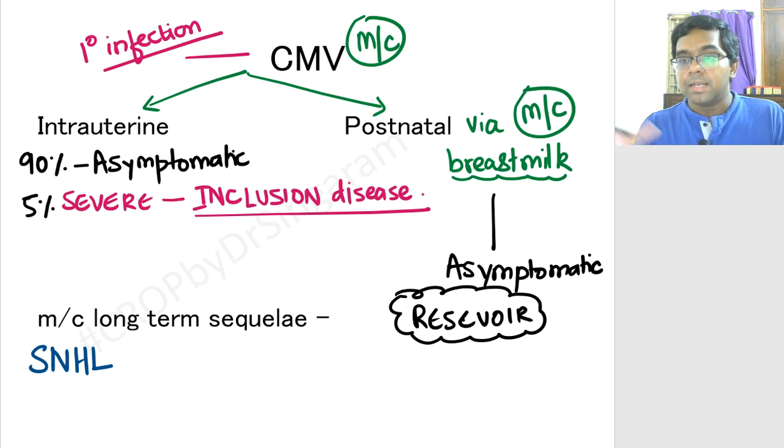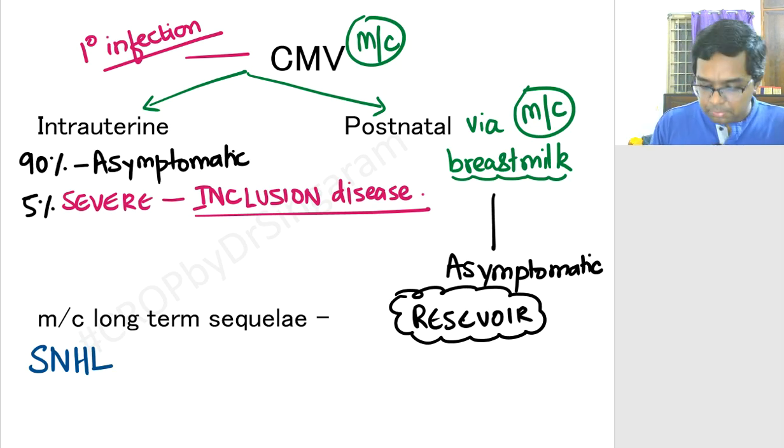Now, I said that CMV is also the most common TORCH infection. So that is why even when you are evaluating an older child who is having sensorineural hearing loss, one of the important differential diagnoses you should always keep in your mind is CMV infection. The baby might have suffered from congenital CMV, as a sequela of which the child is now suffering from hearing loss. That should always be in your differential diagnosis. That needs to be remembered.